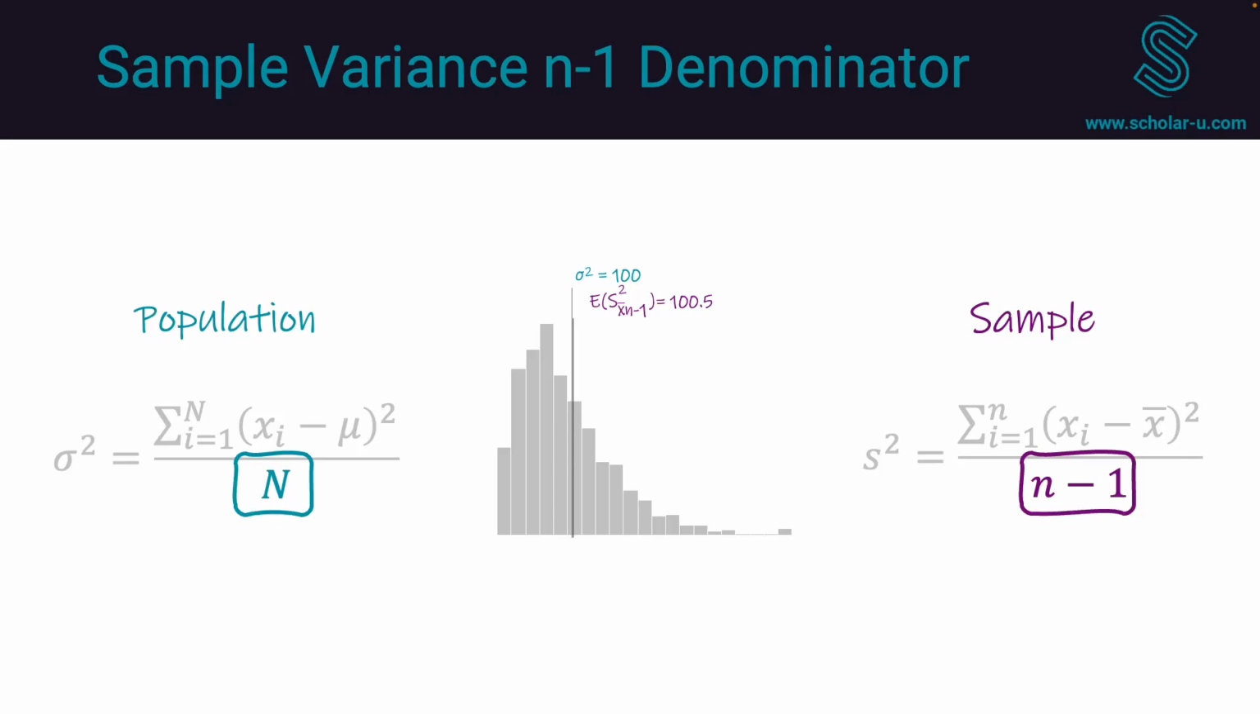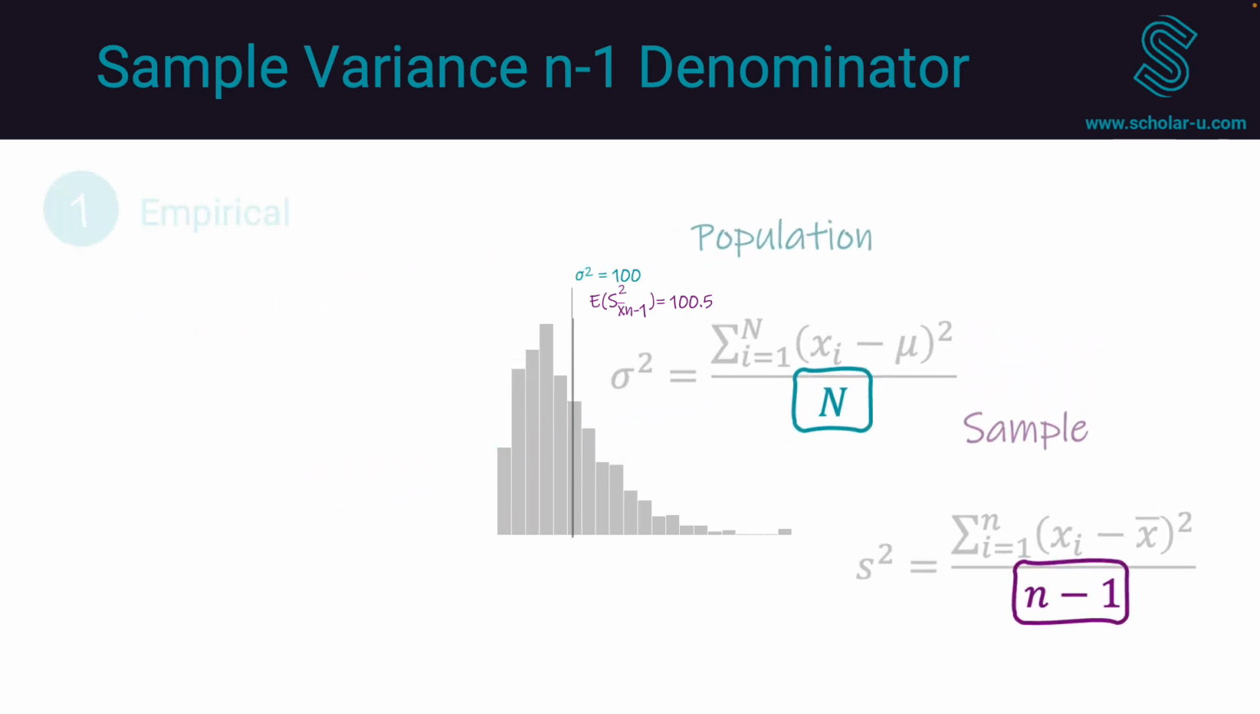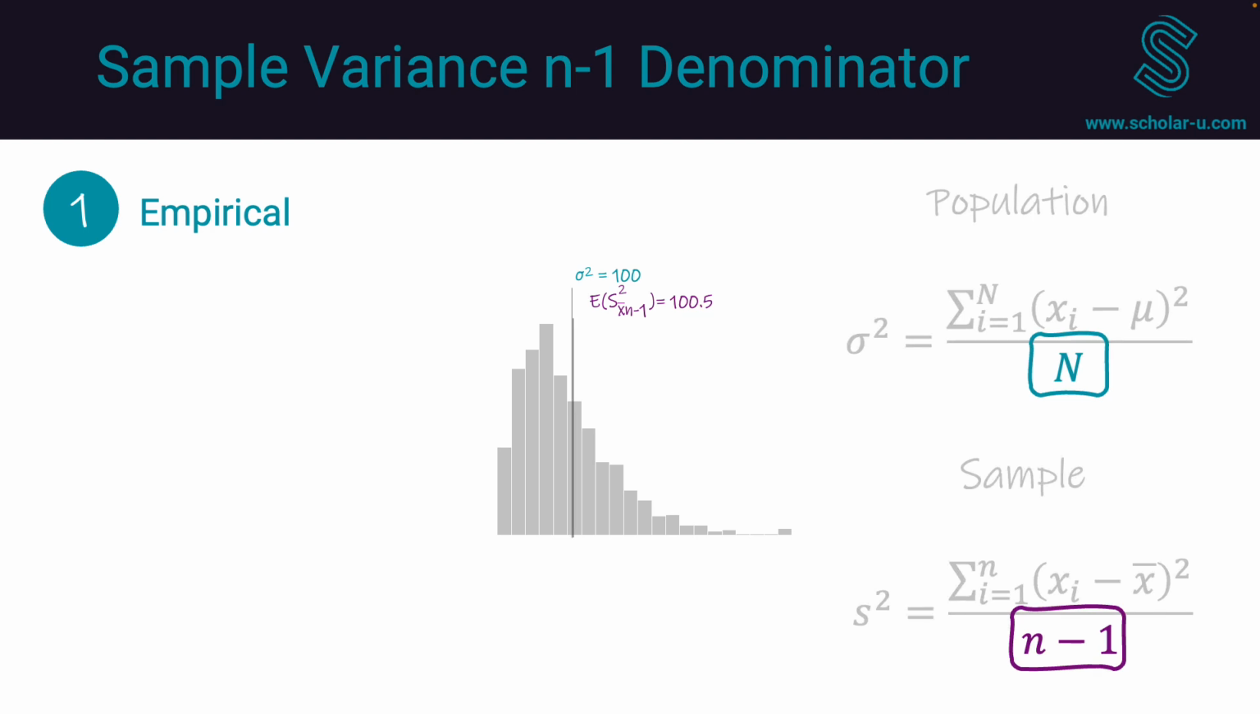In the upcoming videos, we will delve into the rationale behind the inclusion of a correction factor in the sample variance equation, where we divide the value by n-1 instead of n. We will explore this question through three distinct approaches.